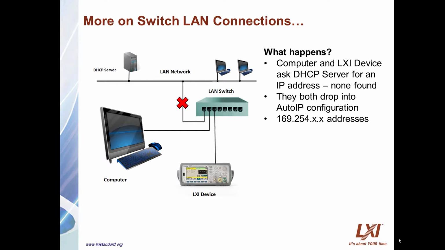Note that the same auto IP process occurs if you directly connect one LAN device to another. For example, you could directly connect the computer to the LXI device, and both will settle on some 169.254 address after about 2 minutes. If either LAN device has auto MDIX or a gigabit interface where that is standard, there's no need for a crossover cable to switch between the transmit and receive lines for proper communication.